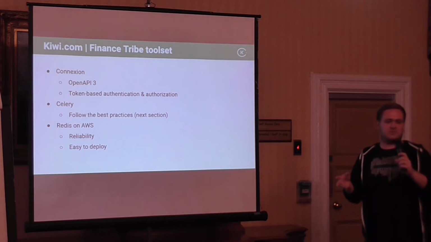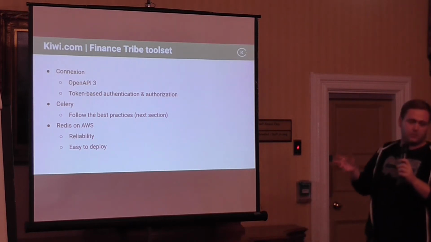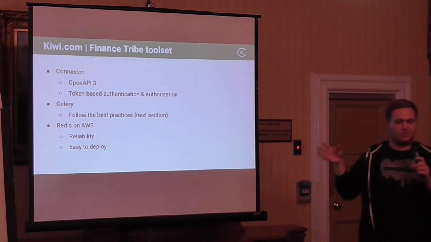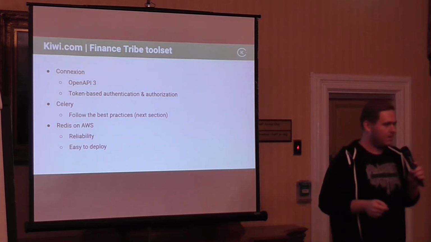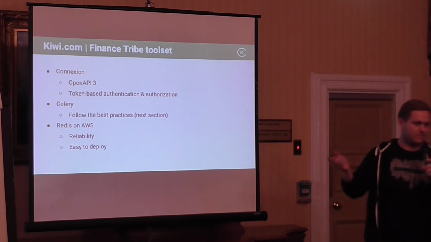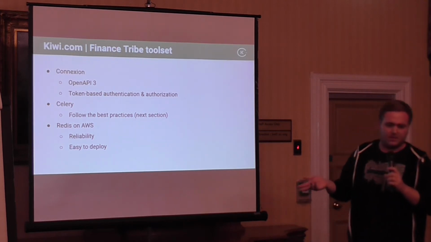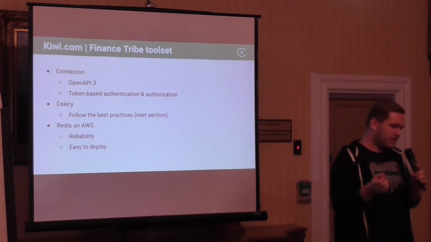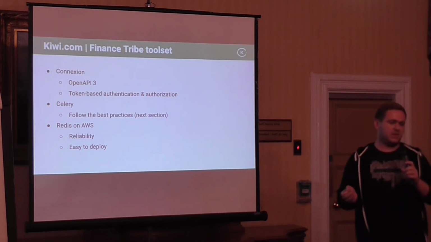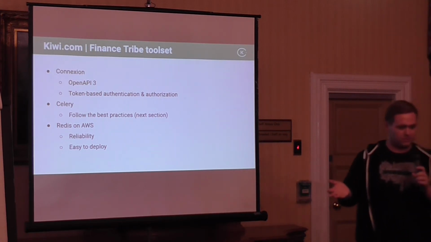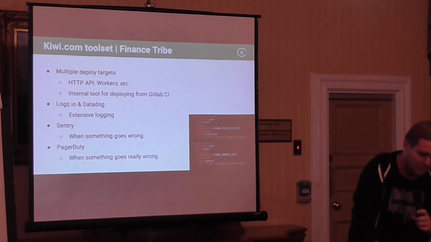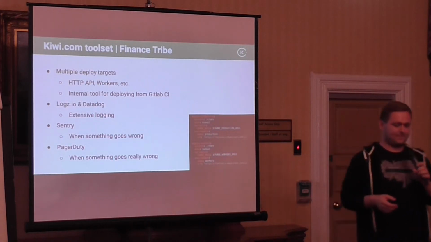And of course, we are using Celery, where we follow the best practices, which I will present in a minute or so. With Redis on AWS, it's simple, it's reliable, it's cheap, it's easy to deploy. If we need something really properly managed, we will use AMQP with RabbitMQ, and you're good to go. It's even more native to Celery than Redis.